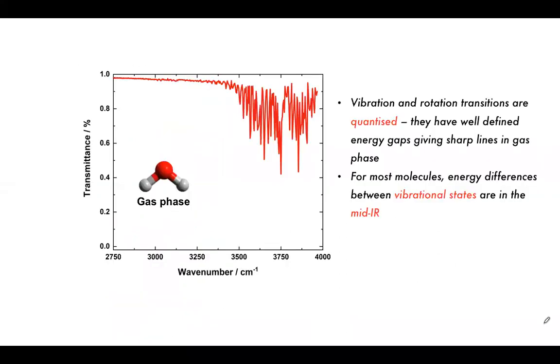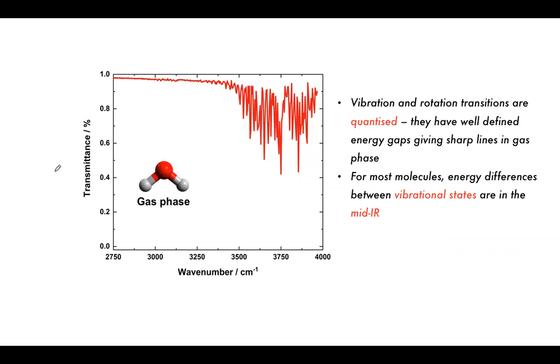Vibration and rotation transitions are quantized. They have well-defined energy gaps giving sharp lines in the gas phase. For most molecules, the energy differences between vibrational states are in the mid-IR. So we can see here for water, in the gas phase, we've got a very, very sharp spectrum.